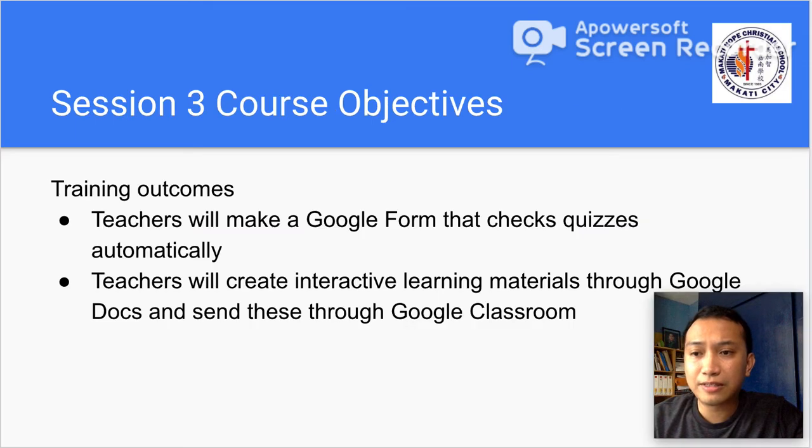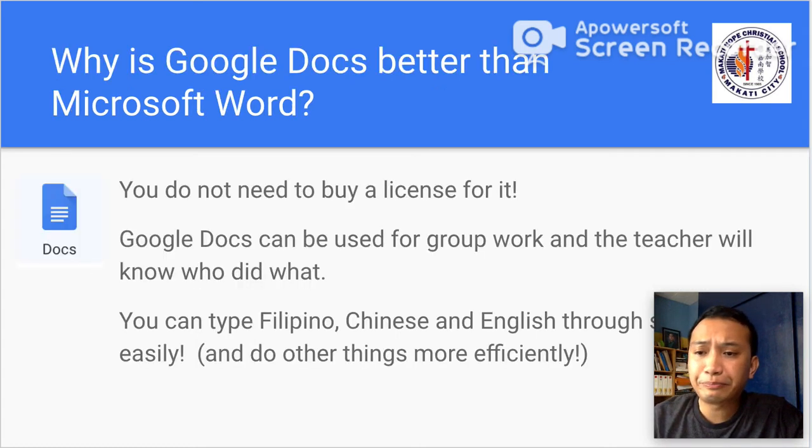So we'll start. In this session, we're going to make forms that check automatically. I'll show you some examples, and then we'll make some interactive learning materials through Google Docs and send this to the previous classroom that we've made.